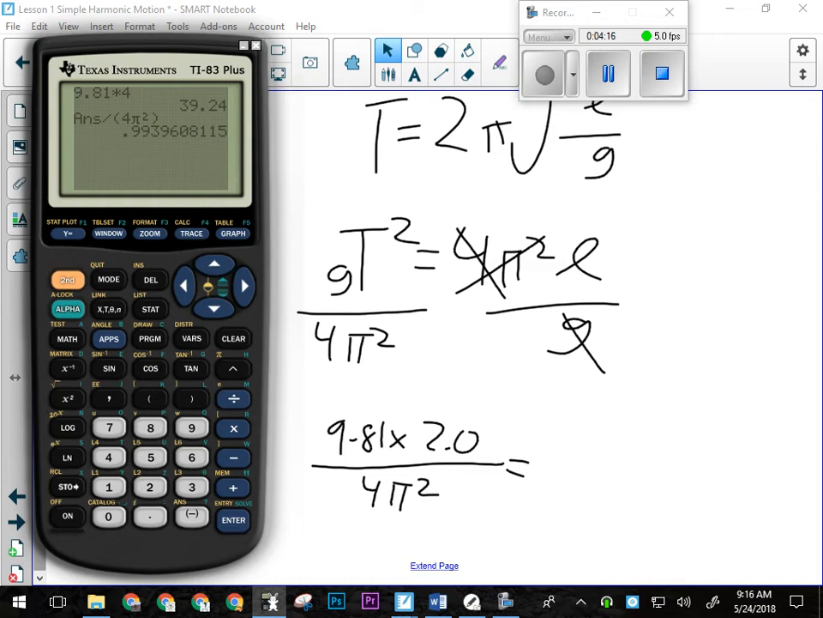So we get that it is just under a meter long in order to have a period of 2 seconds. Everybody all right with how that works? I'm going to pick a few questions at random from that worksheet that I want you guys to try, and then I'll move on and talk about Hooke's law and energy after that.